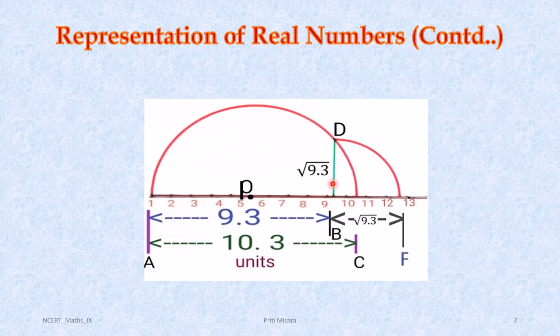As we have to represent this square root 9.3 on the number line, now we will measure this length in the protractor. Then we will mark an arc of this length on the number line here. And here we got a point F. So the line segment BF is giving us square root 9.3. So this is the representation of the number square root 9.3 on the number line.